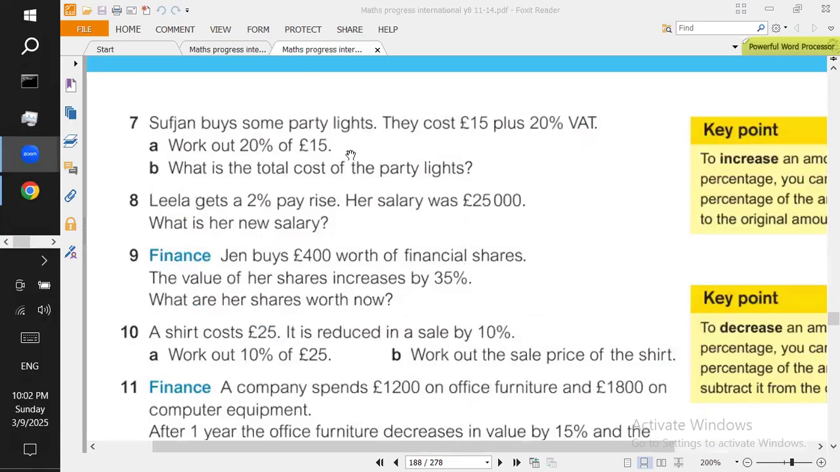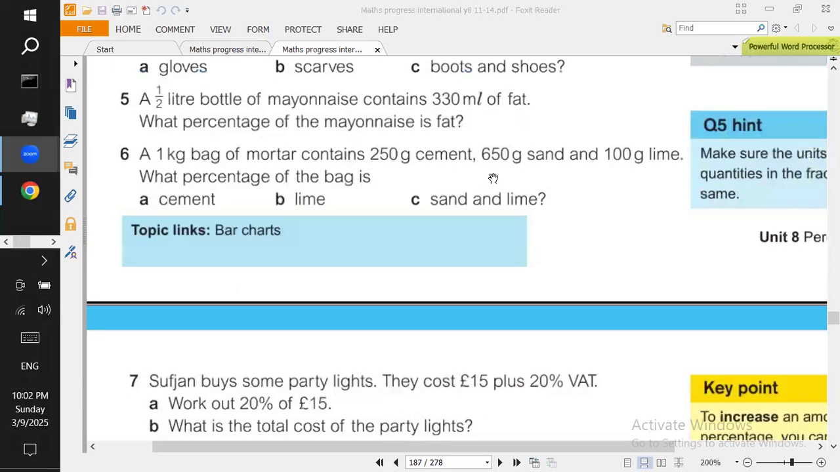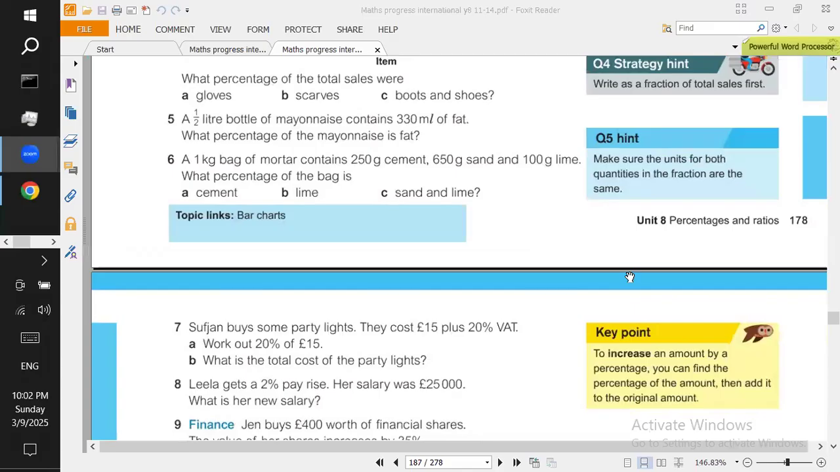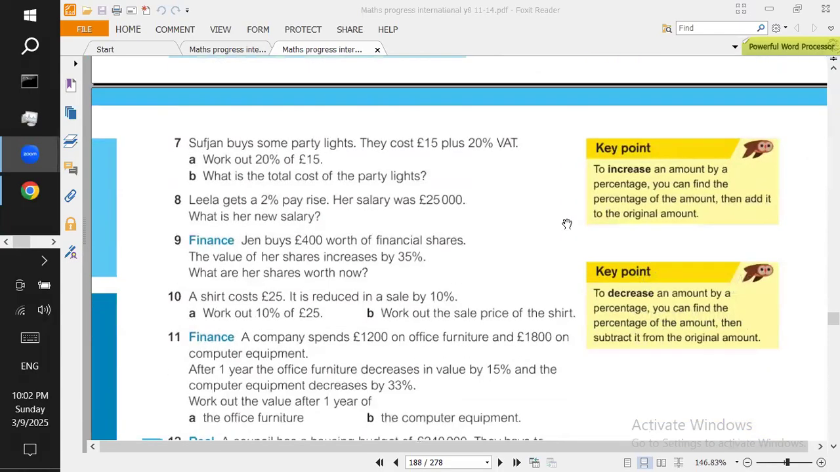So buy some party lights. They cost 15 pounds plus 20%. Work out 20% of 15. What's the total cost of the party lights? Okay, here we're talking about percentage increase and decrease, okay?